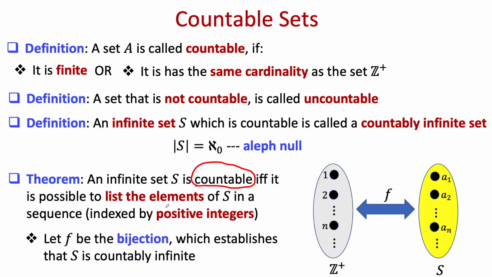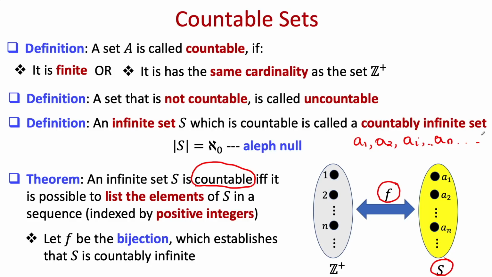The proof of the theorem is very simple. Since your set S is countably infinite, its cardinality is the same as the set of positive integers, which are 1, 2, and up to infinity, and there has to be a bijection, call it f, between the set of positive integers and your given set S. Now, if in that bijection the element a1 is mapped to integer 1 and element a2 is mapped to integer 2 and so on, then a1, a2, ..., ai, ..., an is a valid sequencing or listing of the elements of the set S.